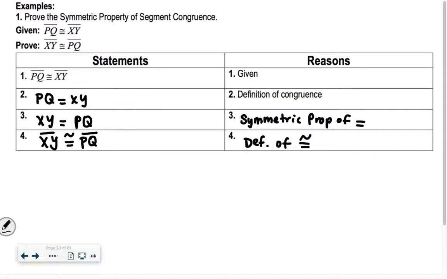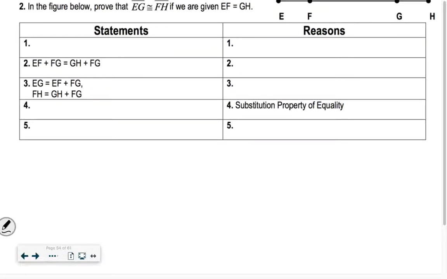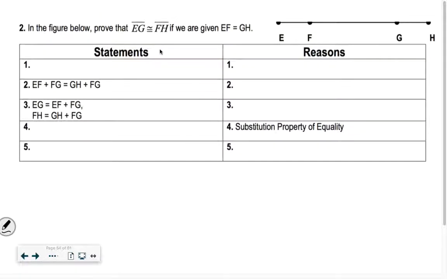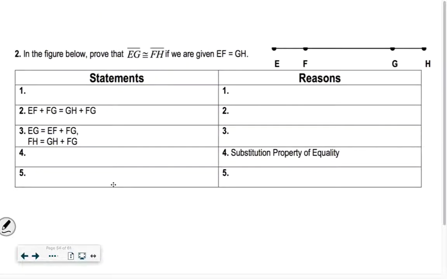Okay. So let's try some ones that might be more like what would be on your test. It says in the figure below, oh man, did my thing get chopped off? It totally did. All right, that's okay, just a little bit.